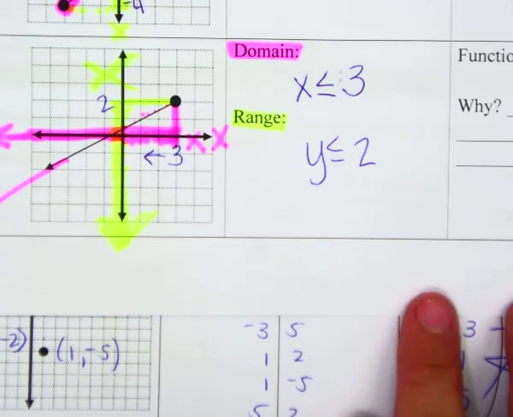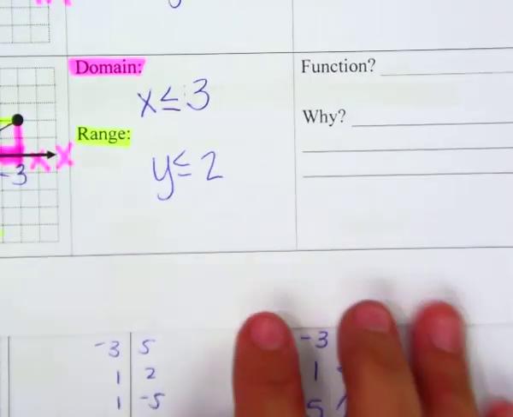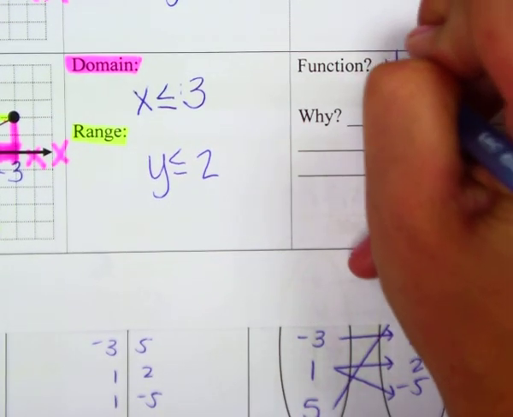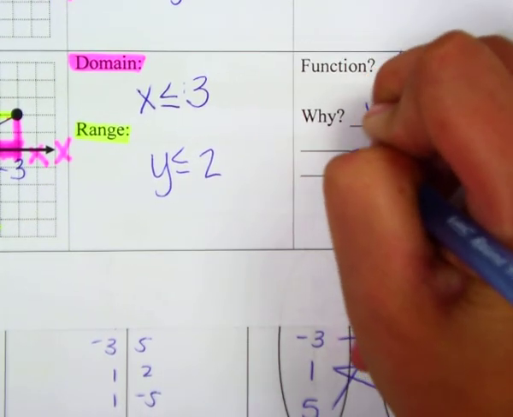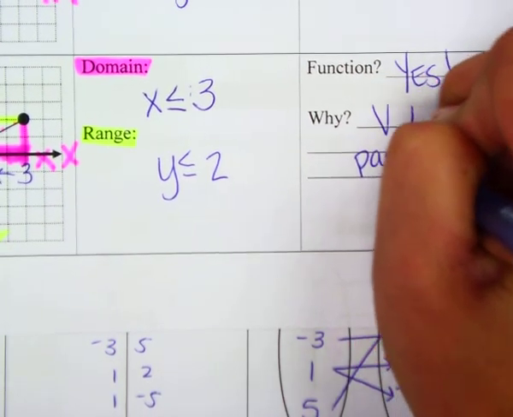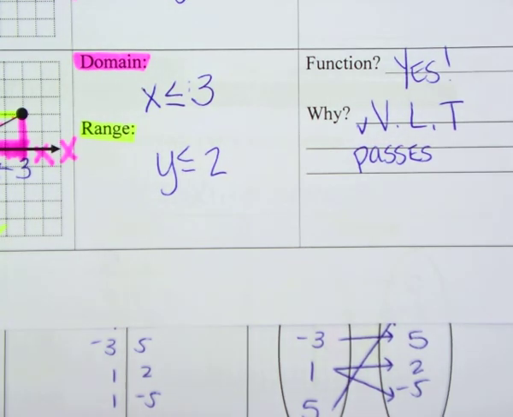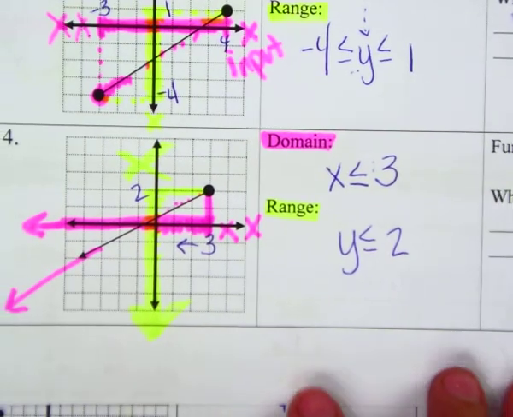Does it pass the vertical line test? Yes. So it's a function. Vertical line test. Sorry, it passes the vertical line test. Okay, we'll do more of this tomorrow.